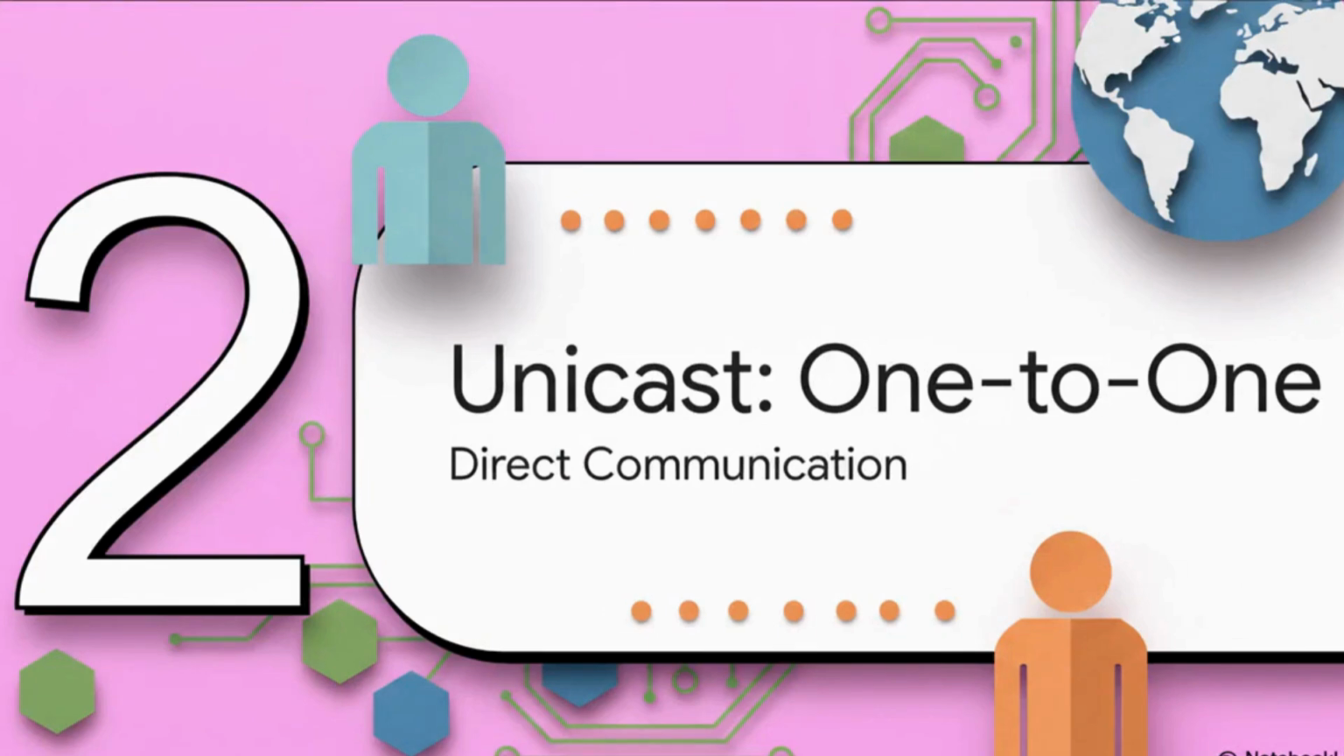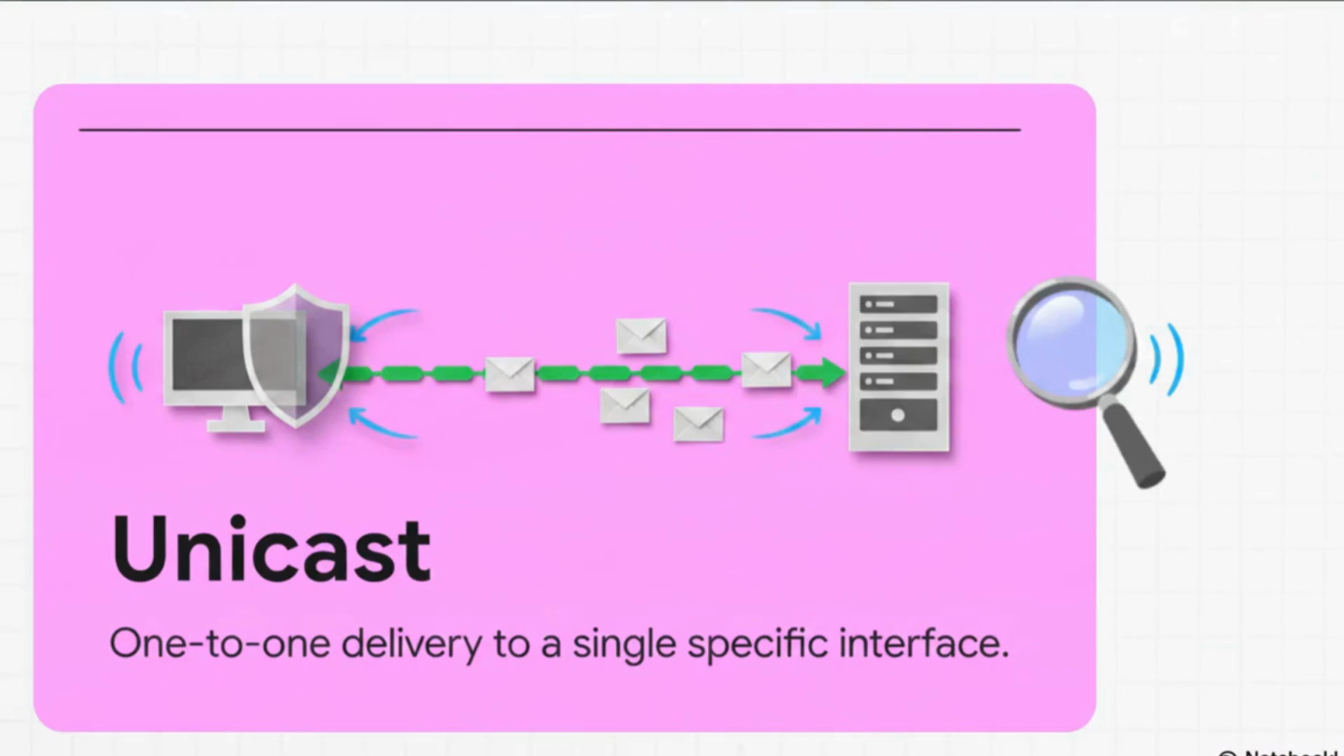Moving right along to part 2, Unicast, or one-to-one communication. So, Unicast. This is absolutely the foundation of direct communication on the internet. By definition, a unicast delivery system means that when you send a packet, it is delivered exclusively to a single, highly specific interface on a single device. It's like having a direct private phone line.